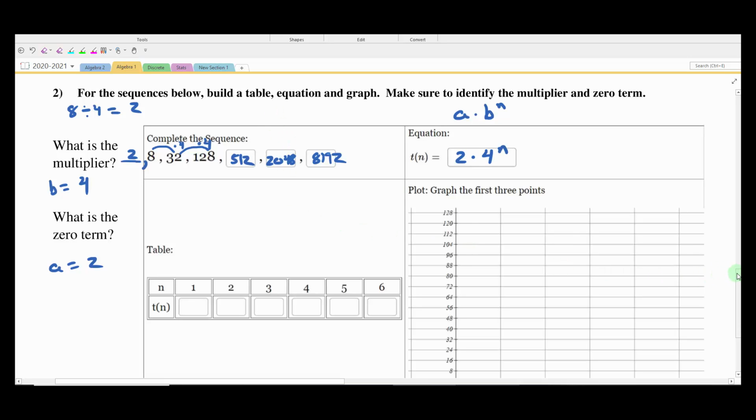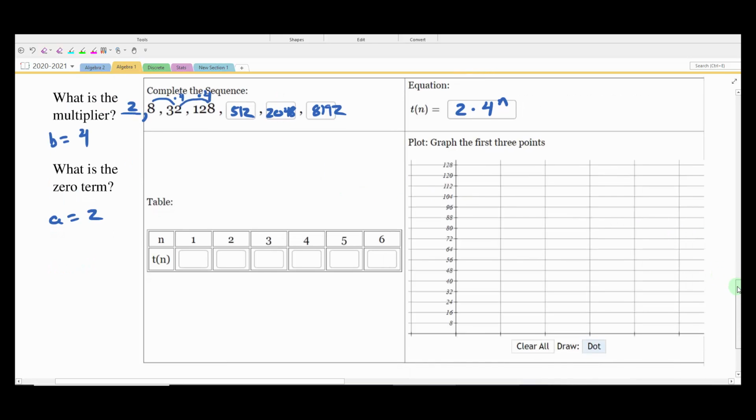All right, now we're going to take this just a little bit further here because in this last question, they want us to actually create a table and a graph to represent the sequence as well. And that's not a problem. So remember, n represents the term number, right? So this is term 1, 2, 3, 4, 5, and 6. So making the table is really easy.